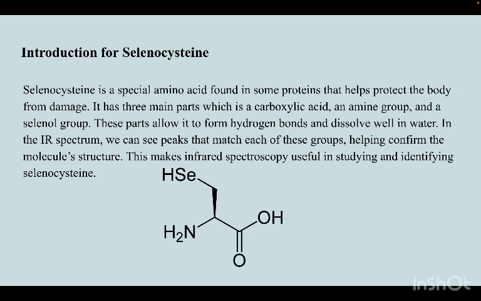And as we mentioned, we have a seleno group right here with the HSe. We then have an amine group with the NH2 connected to the chiral carbon. Then on this side, on the right side, we have a carboxylic acid.